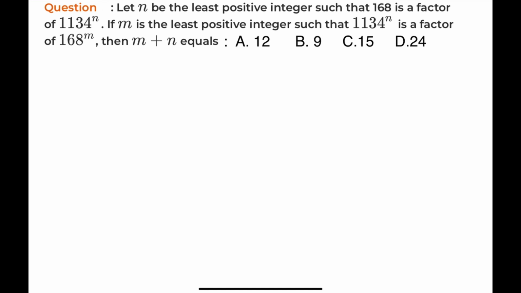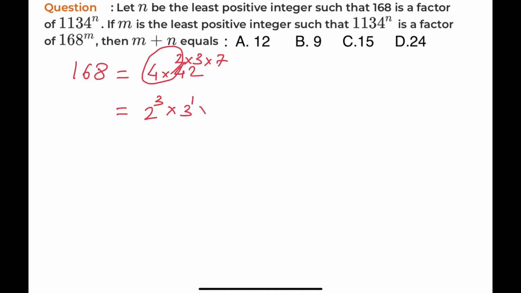Alright. So we are concerned with two numbers here, 168 and 1134. Let's start by prime factorizing these two numbers. 168 is basically 4 fours are 16 and 4 twos are 8, and 42 is precisely 2 into 3 into 7. So 2 into 4 would become 8, or 2 cubed, 3 will be 3 raised to 1 and 7 will be 7 raised to 1.